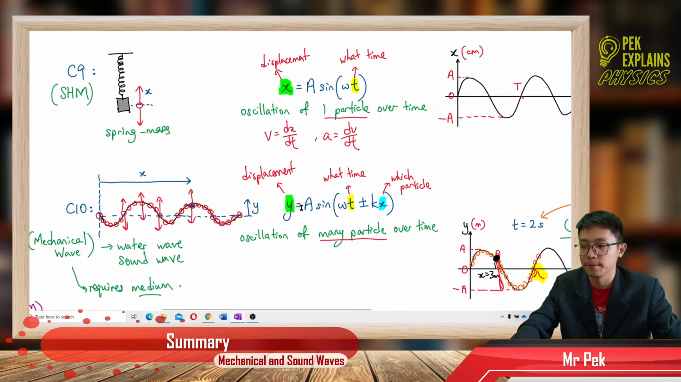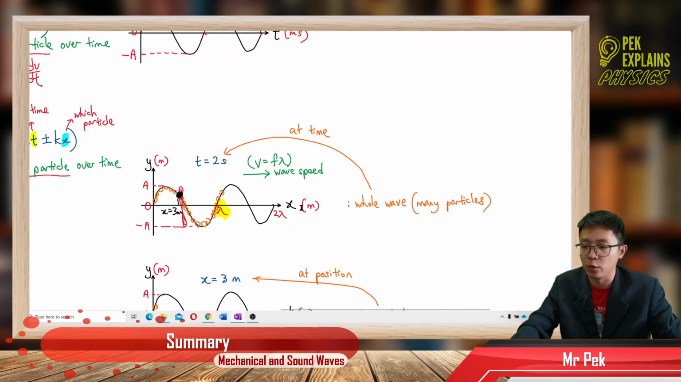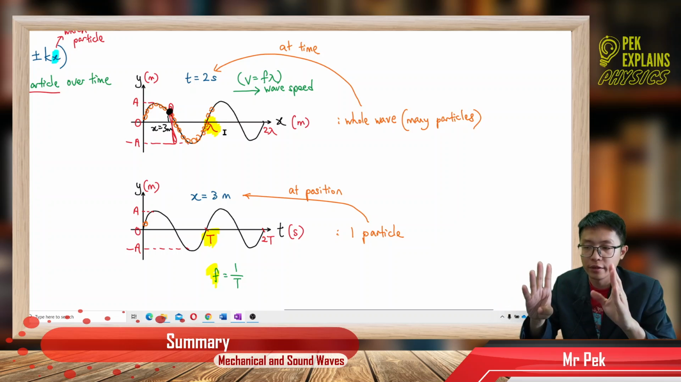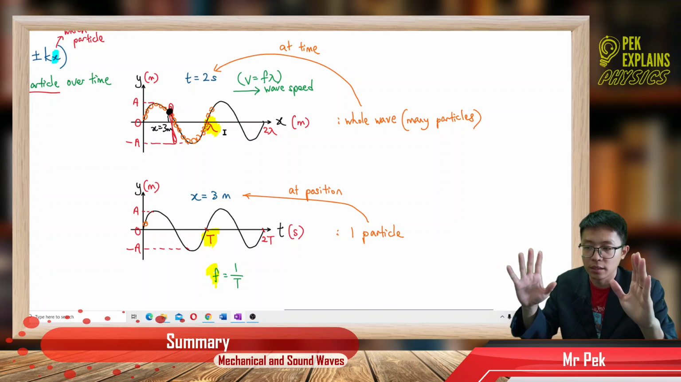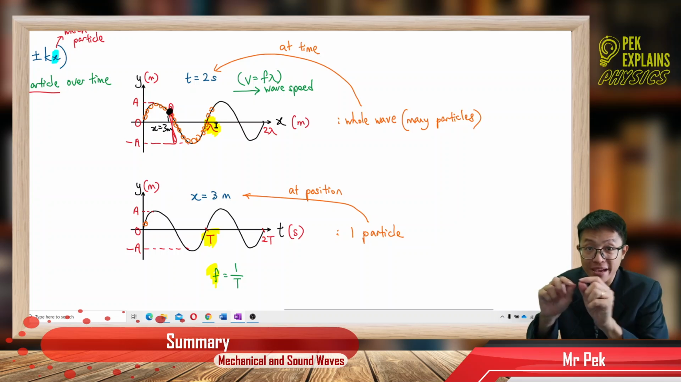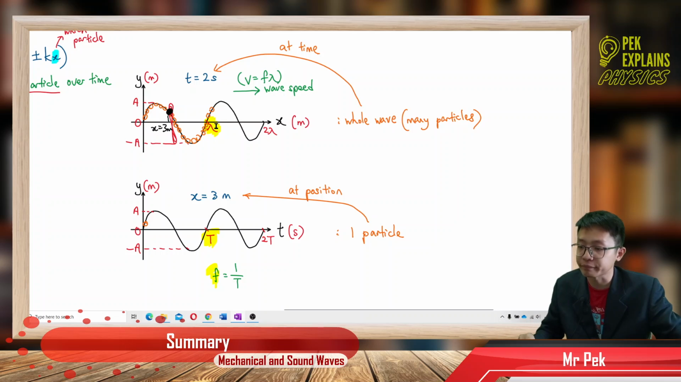That's what it means. And we have two graphs: the displacement distance graph and the displacement time graph. The displacement distance graph shows the whole wave. You can see the whole wave frozen at a certain time. That's why you can measure the wavelength of the wave.